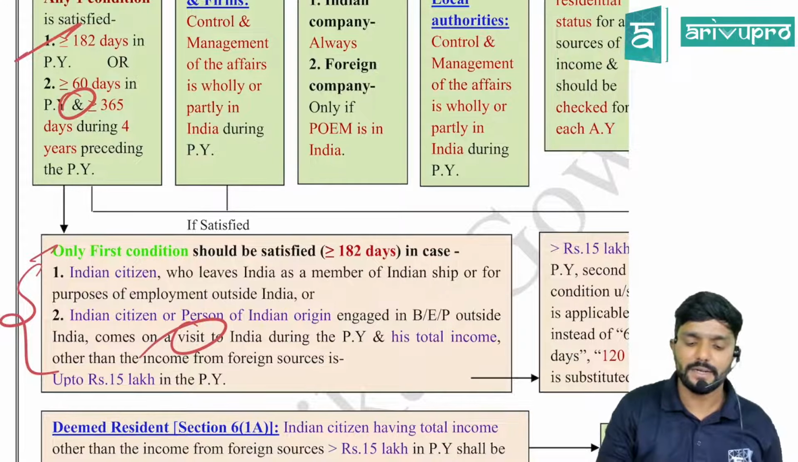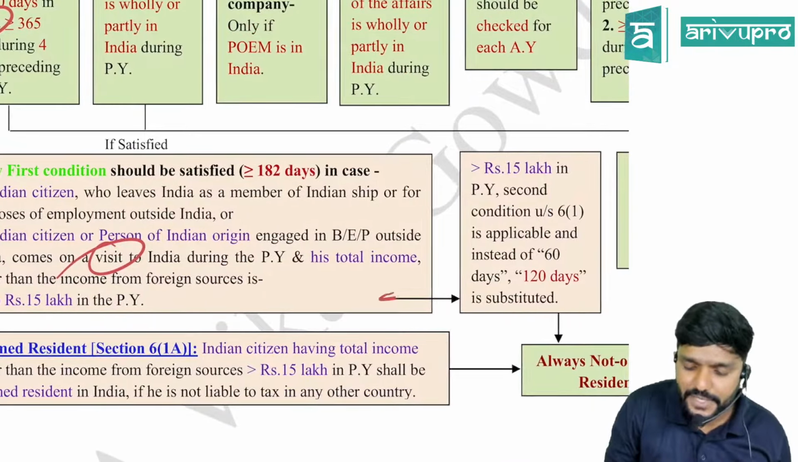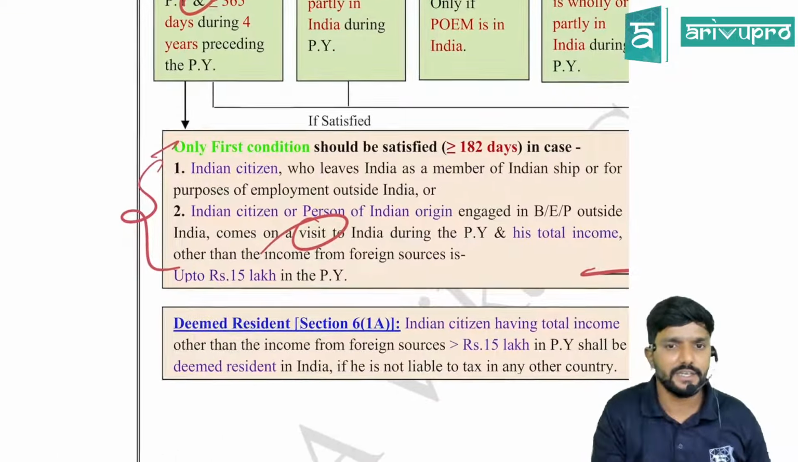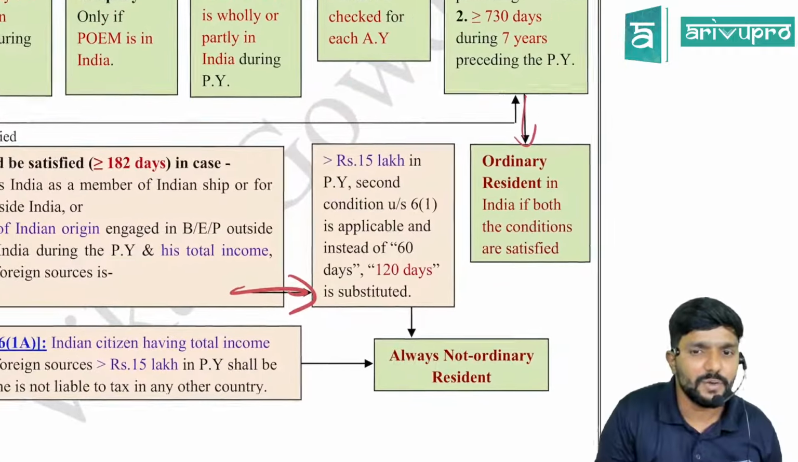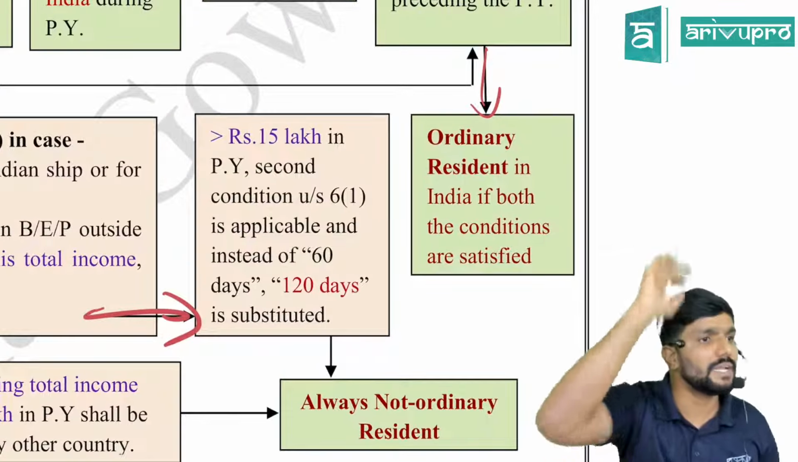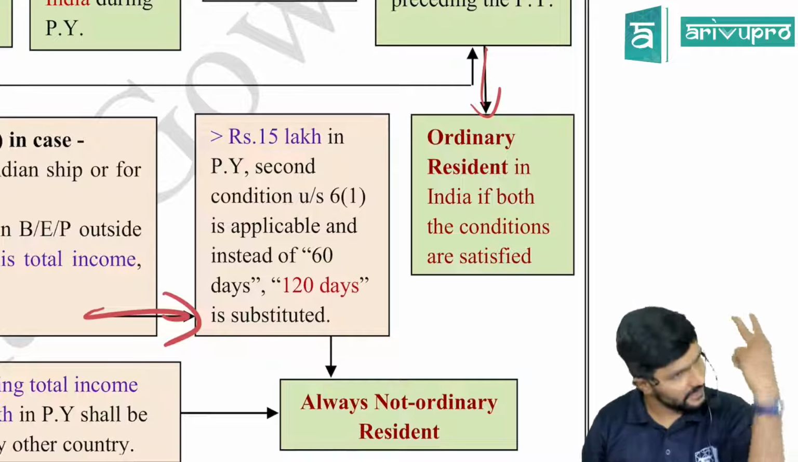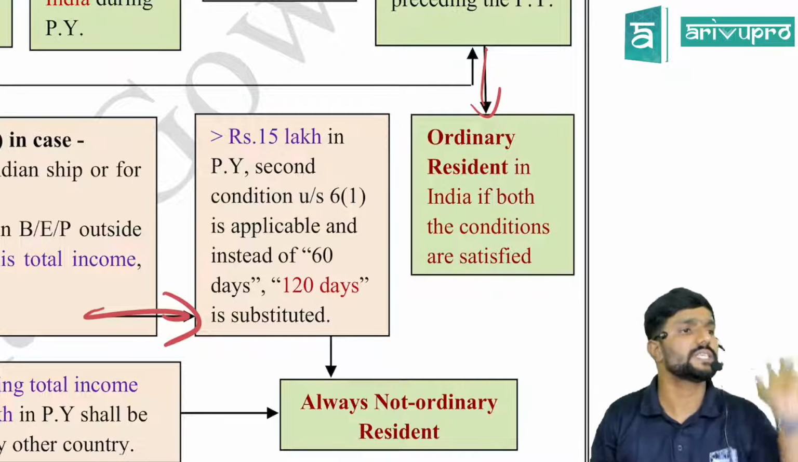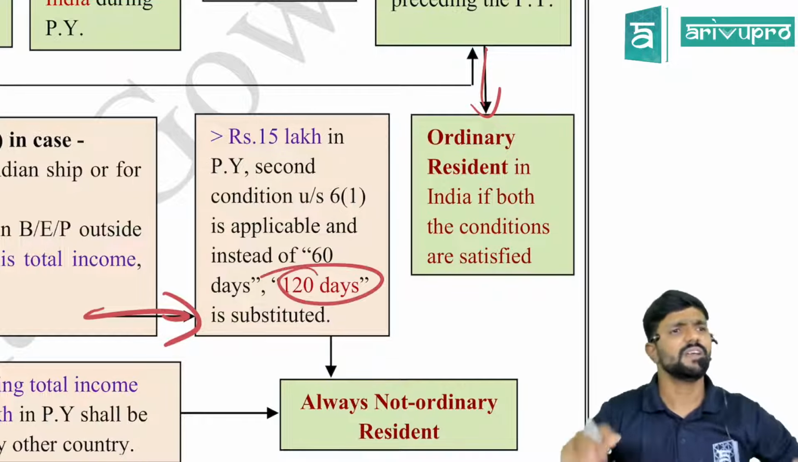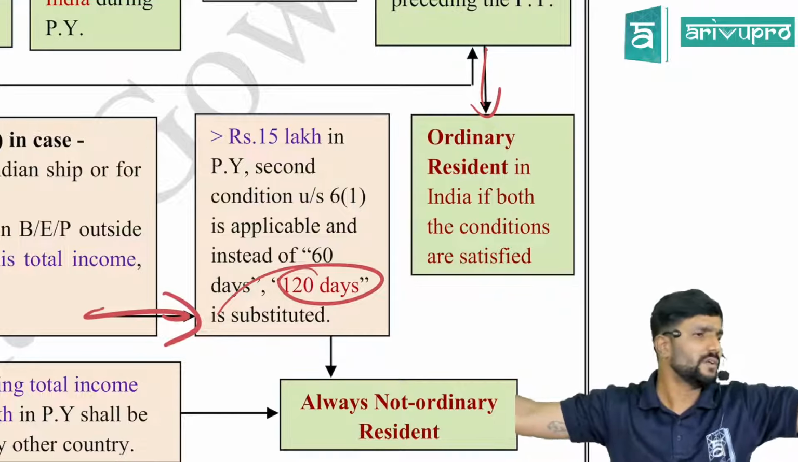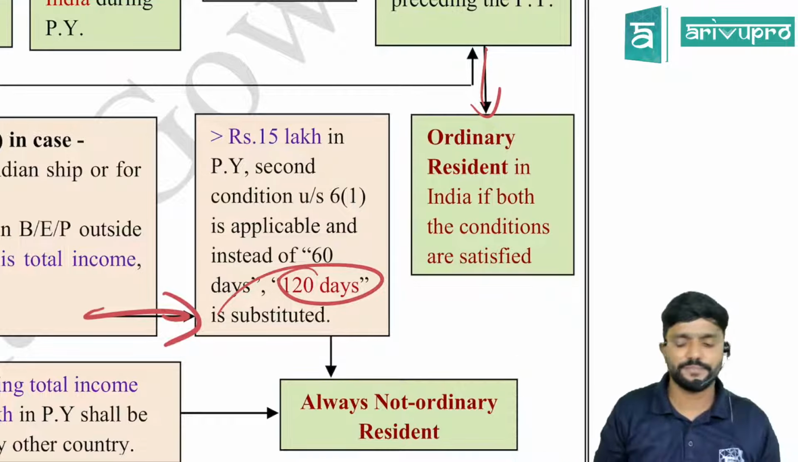Okay? Yes, sir. Sir, in the same case, that is the second exception, you can see the connection. Sir, what if Indian income is more than 15 lakh? The second condition is applicable. But instead of 60, it is 120. All other things remain the same.